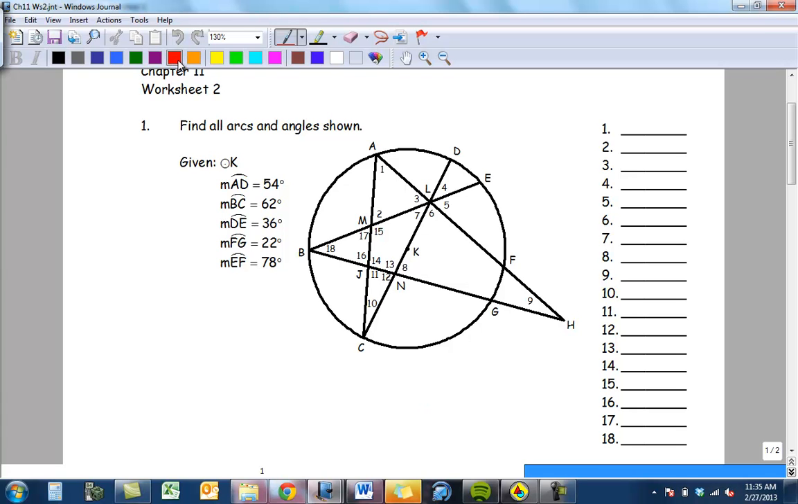So here's what's up. They ask you what 1, 2, 3, 4, and 5 are. We've talked about this before. Don't do this until you're all done with this. All right, so they gave us some stuff. Let's label it. AD is 54. Arc BC, where's BC? BC is 62. DE is 36. FG is 22. Then EF is 78.